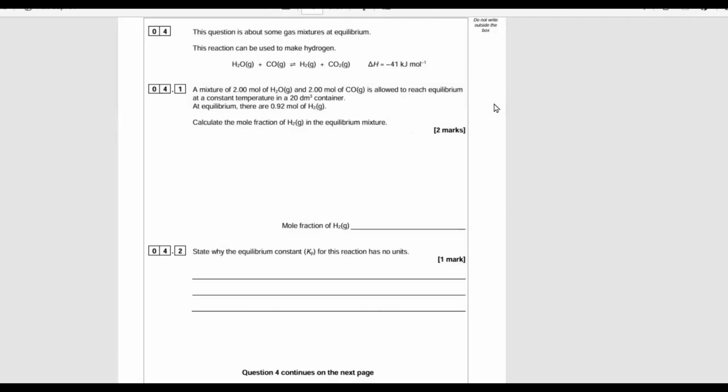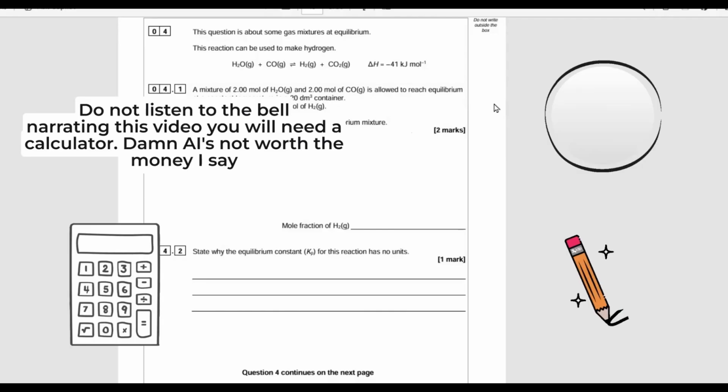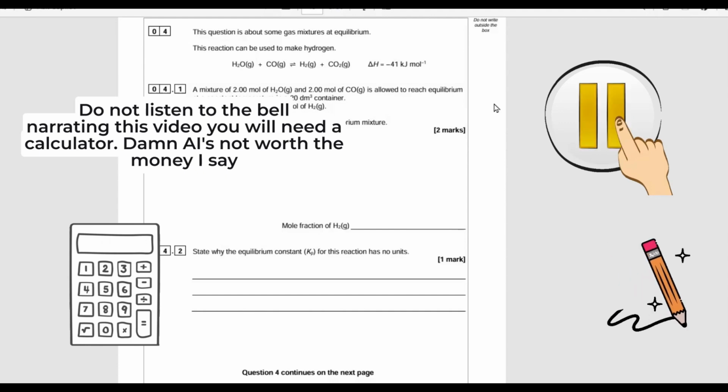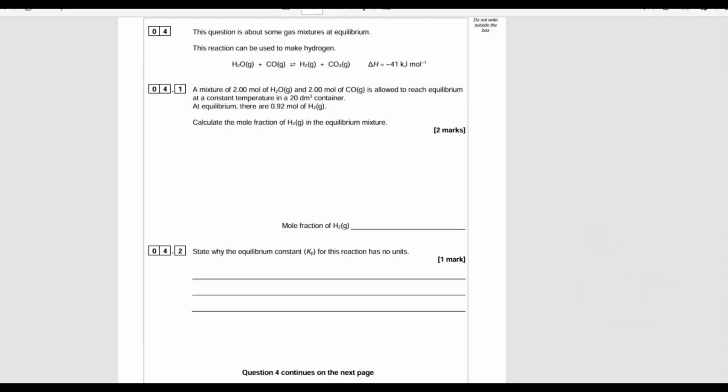Why don't you press pause on the video, grab your pen, grab your paper. You might need a calculator for this. You shouldn't need to, you can do all these in your head, but have a go. All right, I'm going to go through the way that I do it. It's not always the best way, but it's the way that I do it, and hopefully some of you will find it helpful. So I need to calculate the mole fraction of hydrogen in the equilibrium mixture.